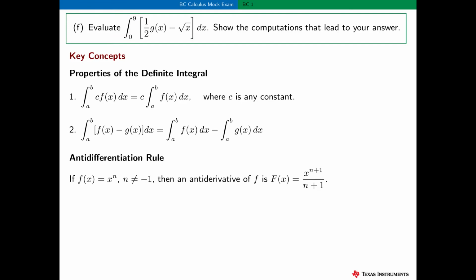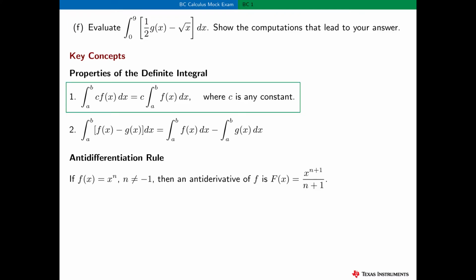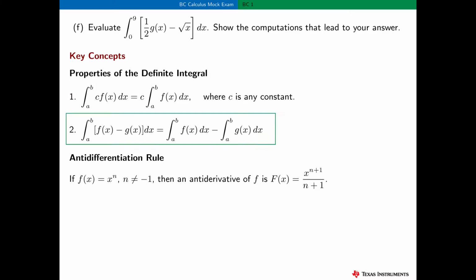In Part F, the student needs to evaluate a definite integral, and we expect the student to show the computations that lead to their answer. Here are the key concepts needed to solve this problem. There are two basic properties of the definite integral that are needed here. The first is that constants pass freely through integral signs. And the second is that the integral of a difference is the difference of the integrals.